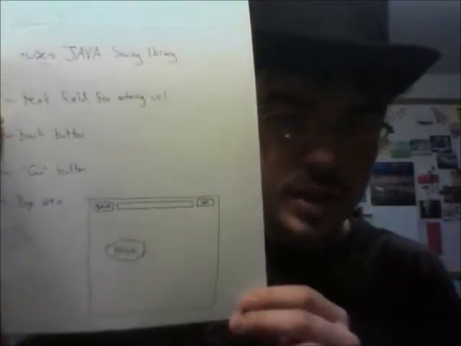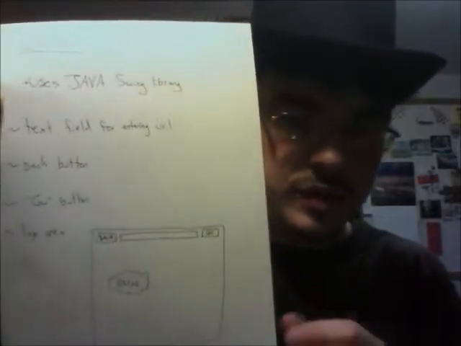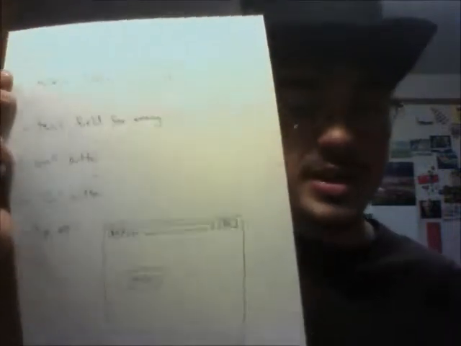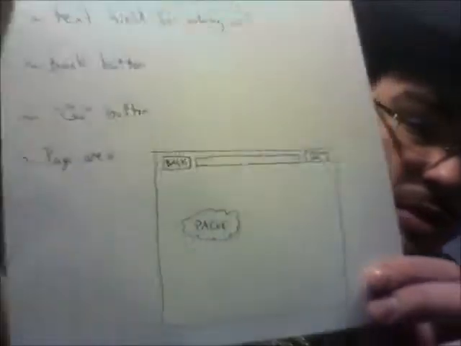And then the GUI, we're using the Java Swing library. It'll have a text field for entering a URL, a back button to go back to the previous page, a go button, and an area for the page. So it'll look something like that.